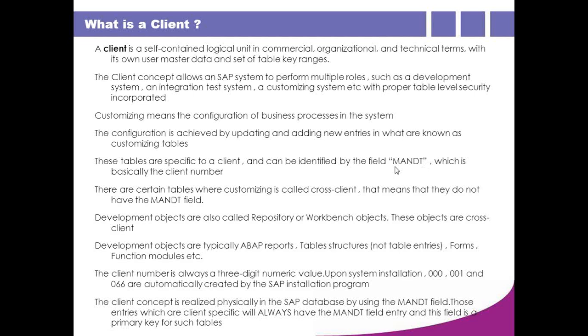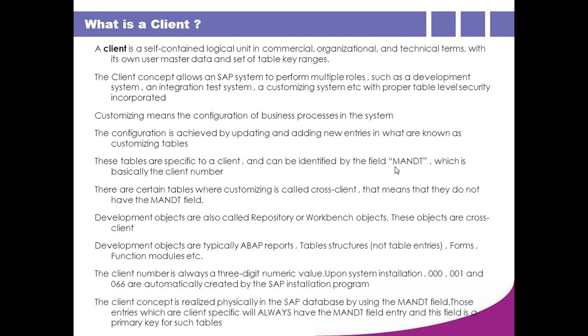If at all the table didn't have this field, then you can access the data from any client. If you log in to 500, you can see that data. If you log in to 900, you can see that data, the complete data. But if that table has this field, you can't access the other clients' data. For example, I logged into 500. I can see only 500 data, even though that table contains 900 data, 000 client data, 001 data.